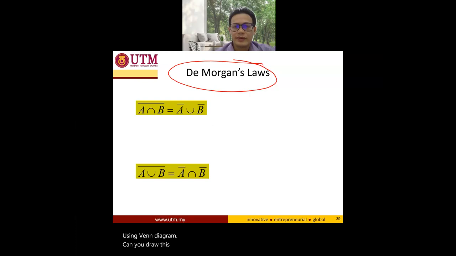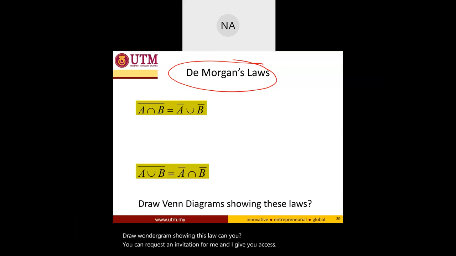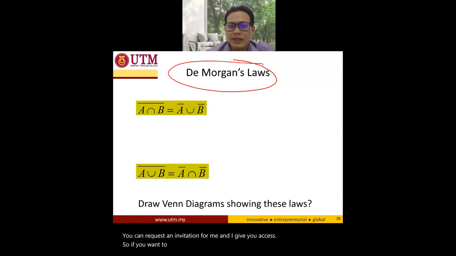For example, I believe all of you have learned this during your secondary school, maybe high school. Venn diagram, have you heard about Venn diagram before? Yes. Do you remember what a Venn diagram is? So for example, consider two sets A and B on the universe X. So we have X here, and we have two sets here, A and B.